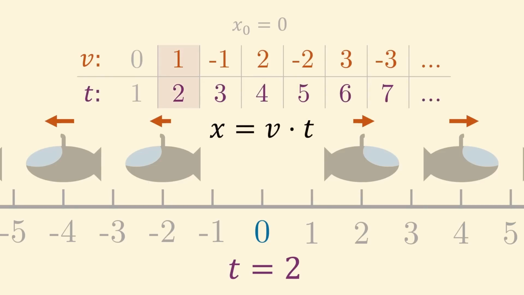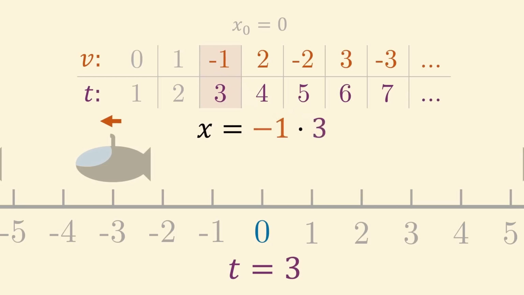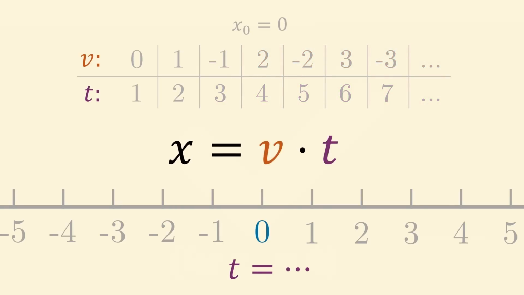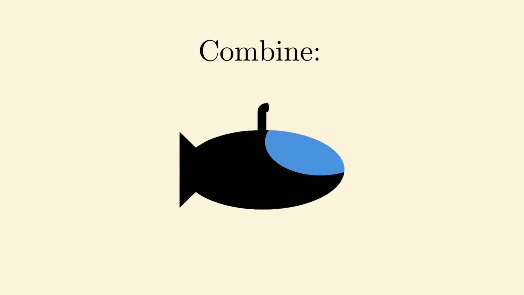We simply scale the velocity we want to eliminate by the time that has passed to figure out where the submarine should be. So at t equals 2, we eliminate v equals 1 and search position 2. At t equals 3, search position minus 3, eliminating velocity minus 1, and so on. Going through all possible v, searching v times t. And this also works. We've now successfully found a strategy to find the submarine for unknown velocities, as long as it starts at 0. We're getting really close to a full solution.